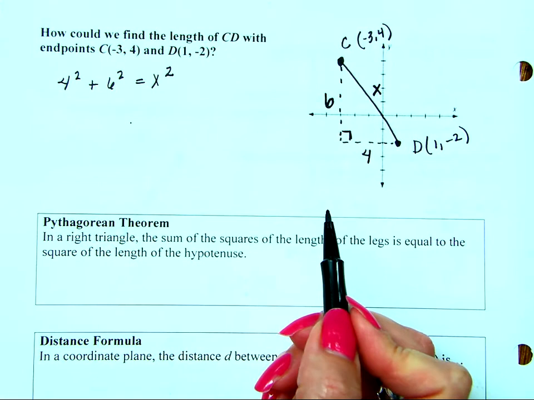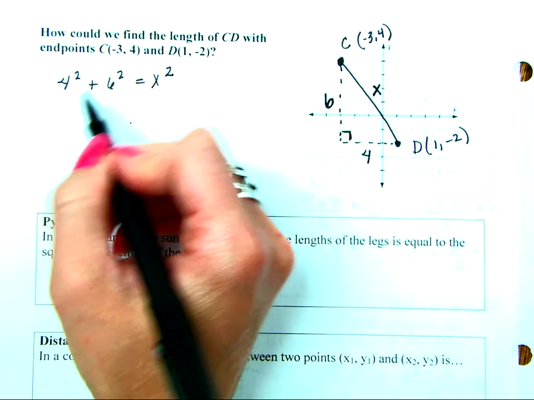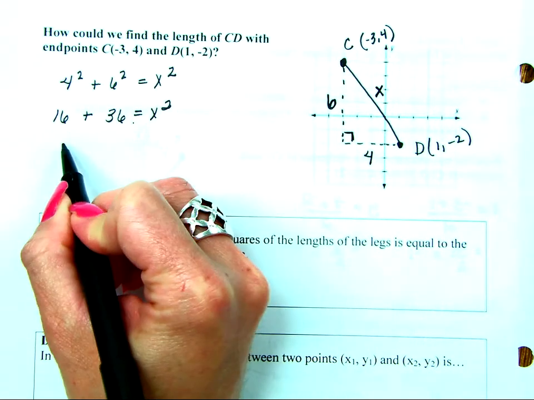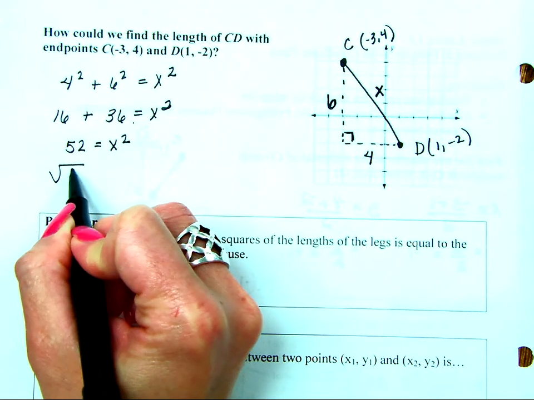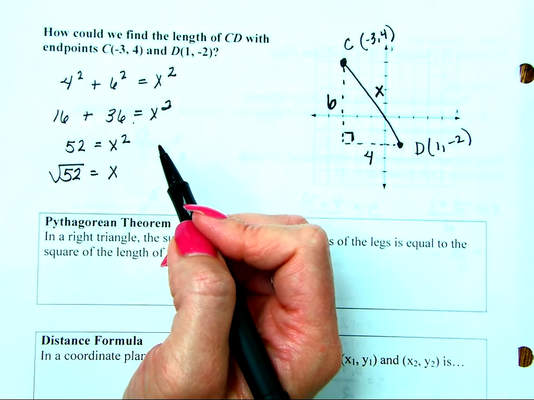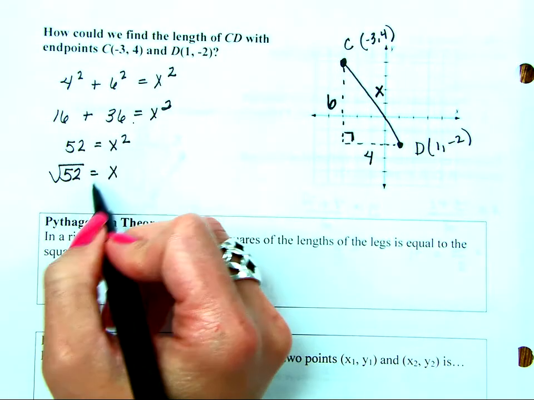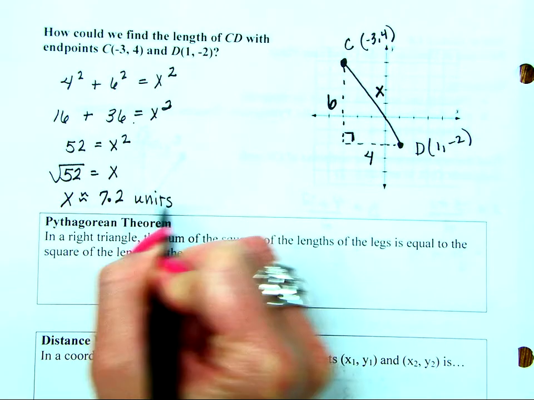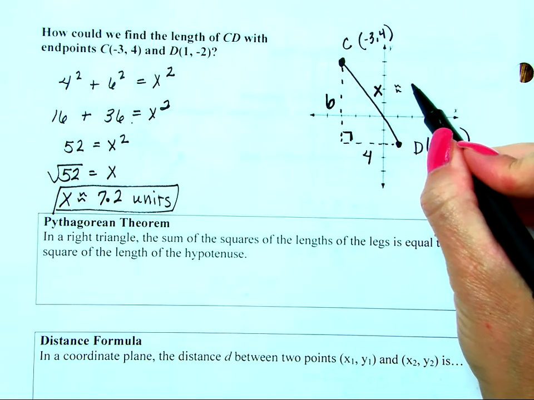And we can find that length simply by solving for x. 4 squared, 6 squared. Well, we'll add those together. We're going to find out that 52 is x squared, meaning that x is going to be the square root of 52. Now we know that's not a perfect square, so it's going to come out as a decimal. We're just simply going to round that to the tenth, and when you punch that in your calculator, you're going to find that it comes out to about 7.2 units. What does that mean? Well, that means my length of segment CD is about 7.2.